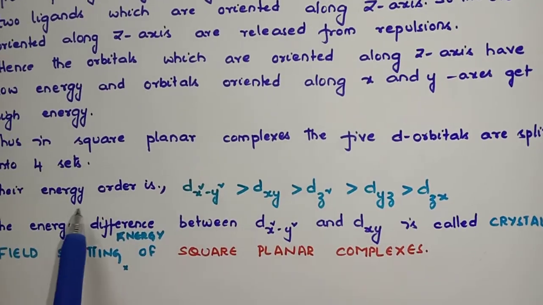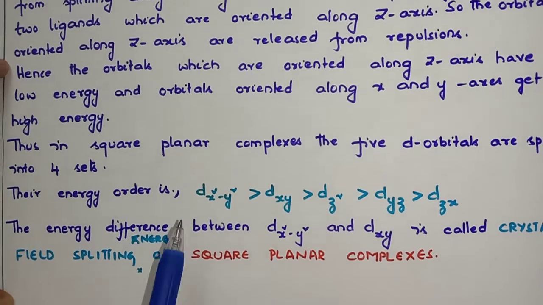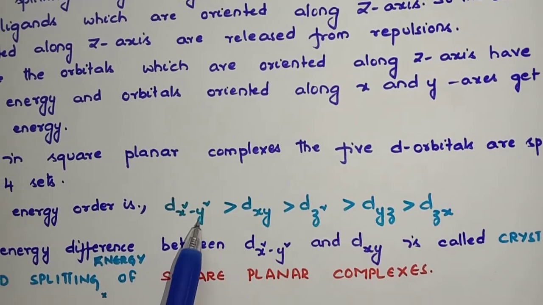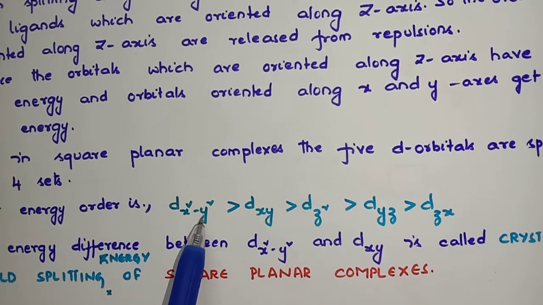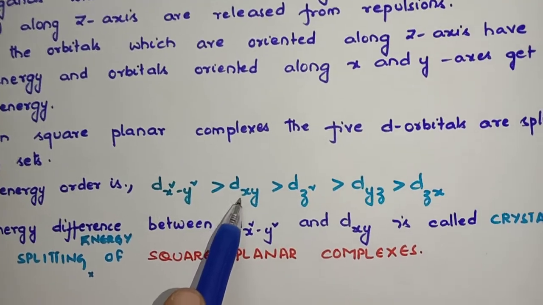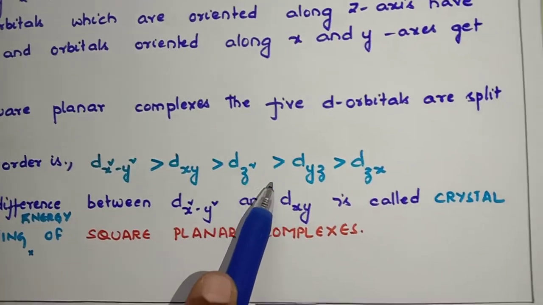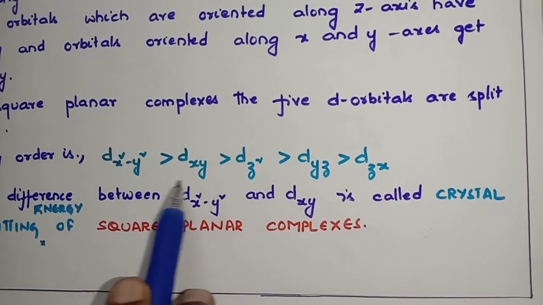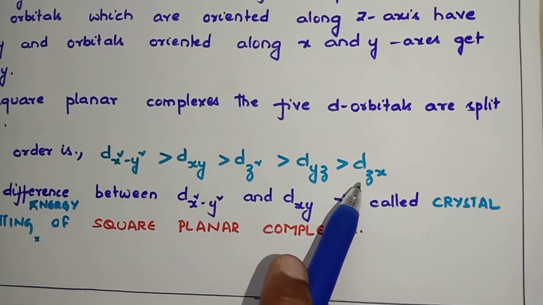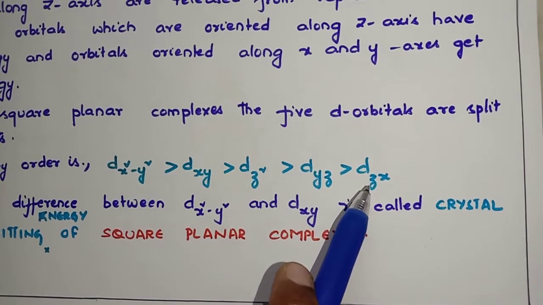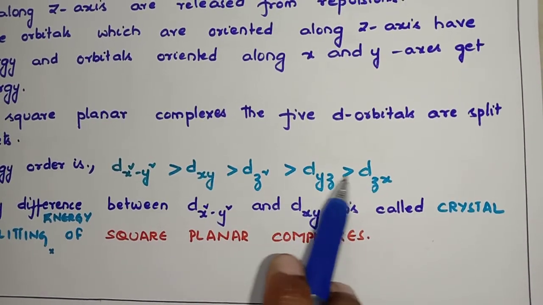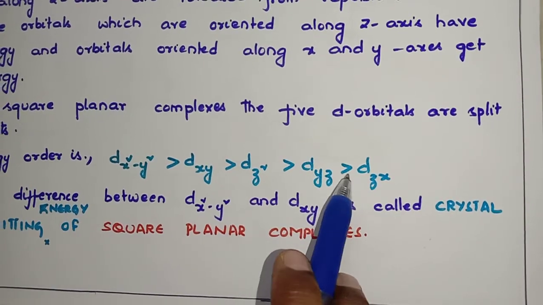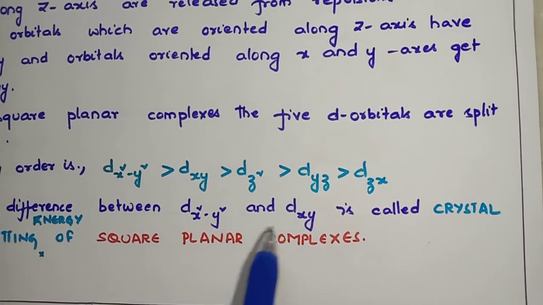Look here, the energy order: dx square minus y square will have the highest amount of energy. Next comes dxy, next dz square, next dyz and next dzx. This is the energy order of the 5 d orbitals. Okay, so these two will have almost the same amount of energy because they are oriented along the z-axis.